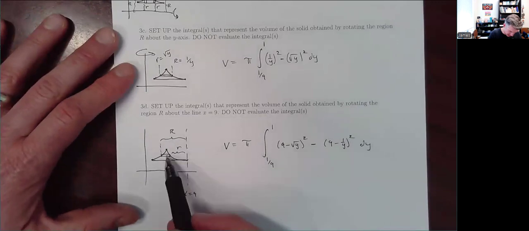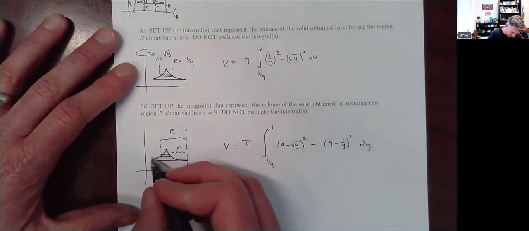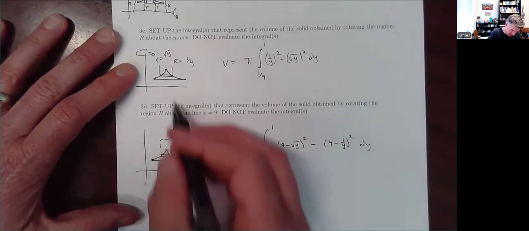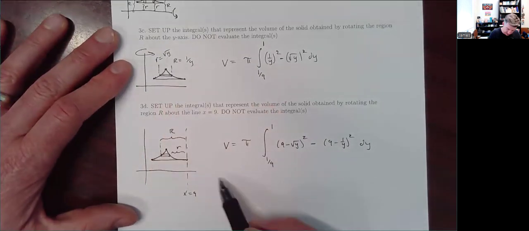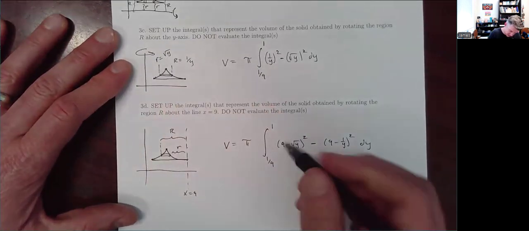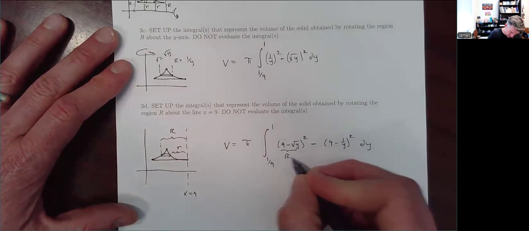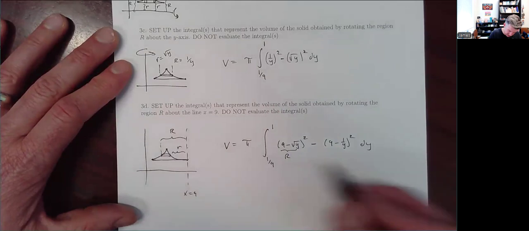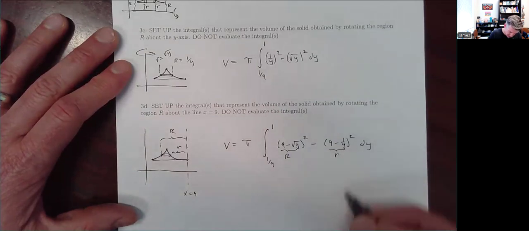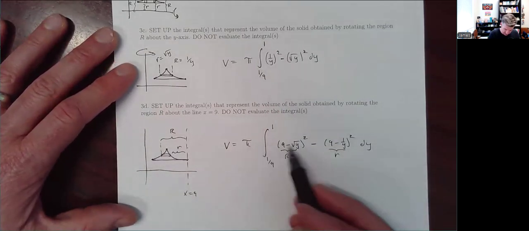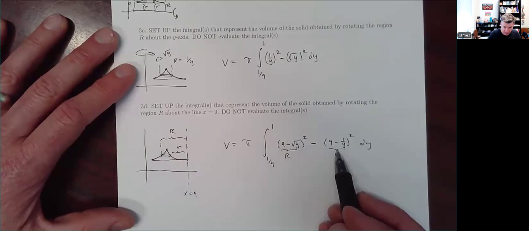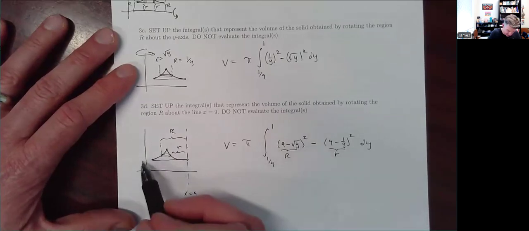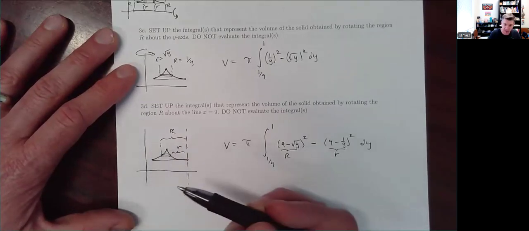So my outer radius is the difference between 9 and my further away function, which was my square root of y function. So my outer radius is 9 minus root y. My inner radius is the difference between my axis of rotation and my closer function, which is 1 over y. So it's 9 minus 1 over y. So my total volume is pi times my outer radius squared minus my inner radius squared, integrating from as low as y equals 1/9 to as high as y equals 1. Let me zoom back out so I don't make that mistake again. Okay, so moving on.